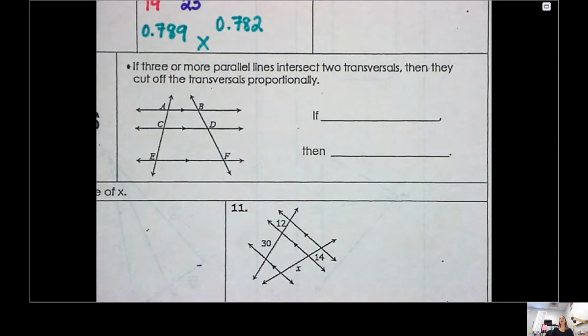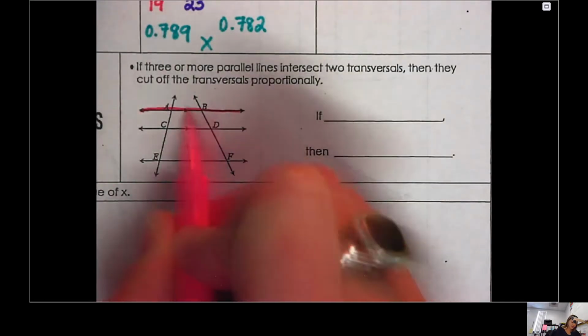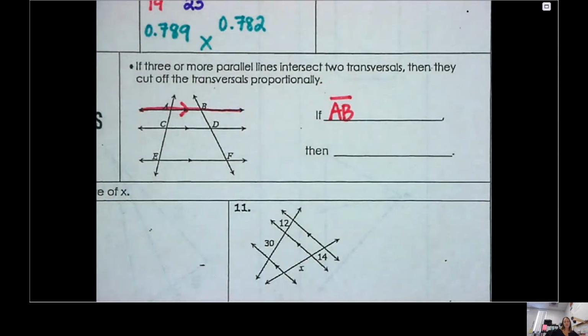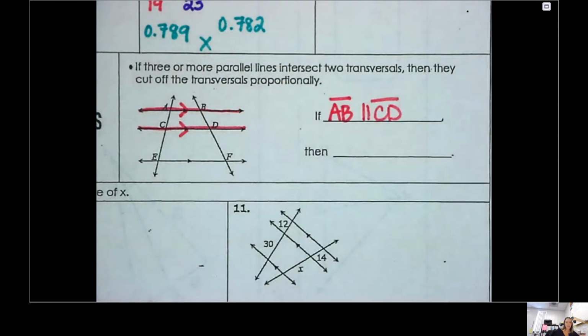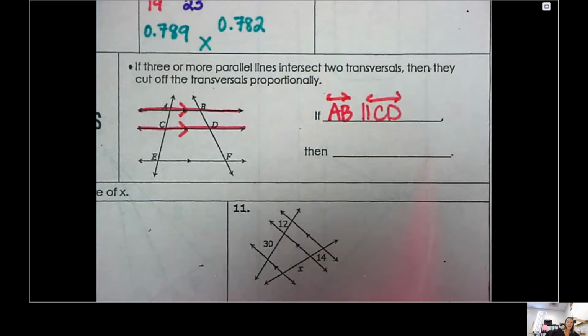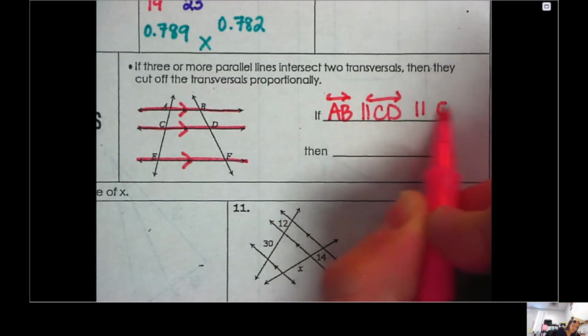What's one of the parallel lines in this picture? AB. AB, great. This one is a parallel line. I know it because it's got an arrow on it. What's another parallel line? CD. CD is also parallel because it's got the arrow on it. And these actually really should have arrows, but. Yeah. And EF. Good. So these are my 3 parallel lines.